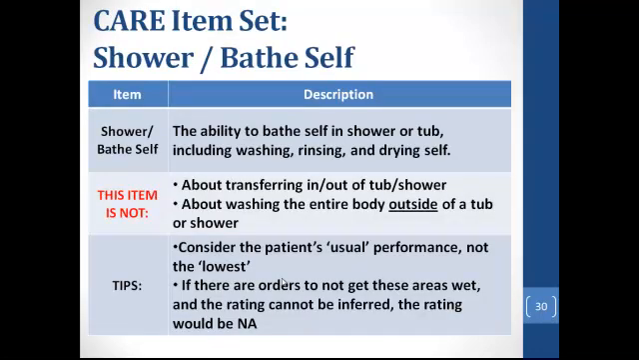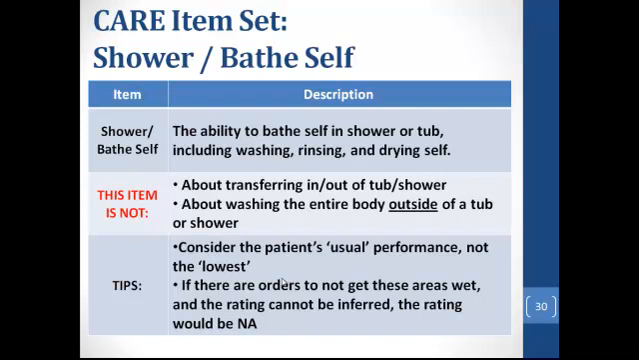The next item is showering or bathing. It is defined as the ability to bathe oneself in a shower or tub, including washing, rinsing, and drying themselves. Note that this item is not about transferring in or out of the tub or shower, and it is not about washing the entire body outside of a tub or shower. So a few tips for scoring are to always remember the patient's usual performance, and if there are orders to not get these areas wet and the rating cannot be inferred, the rating would be NA.